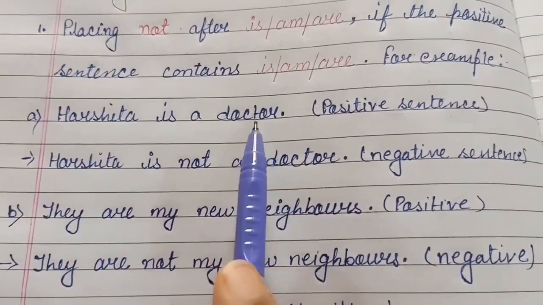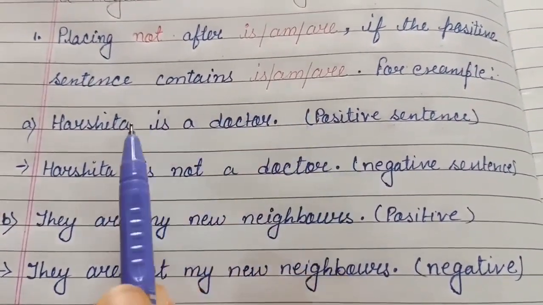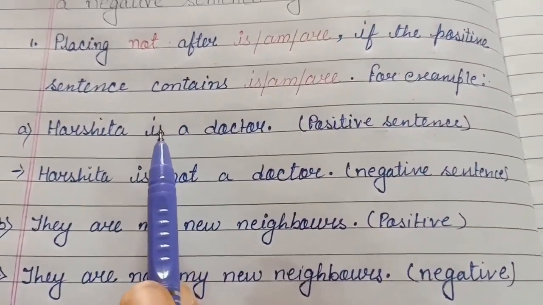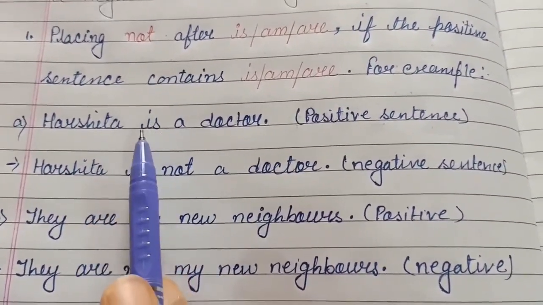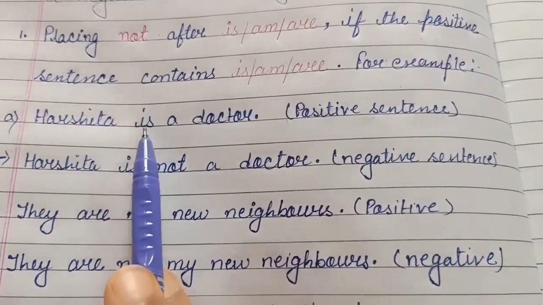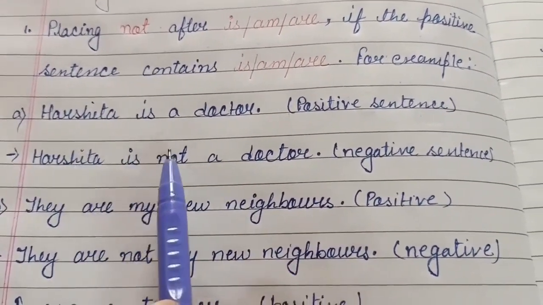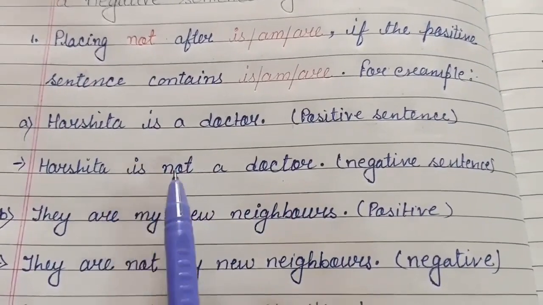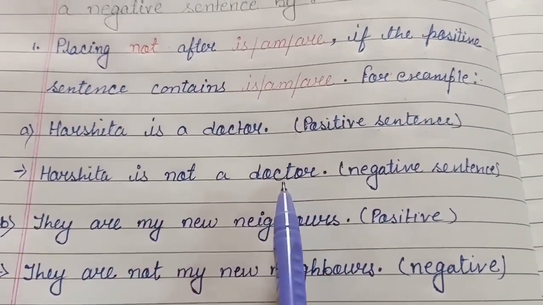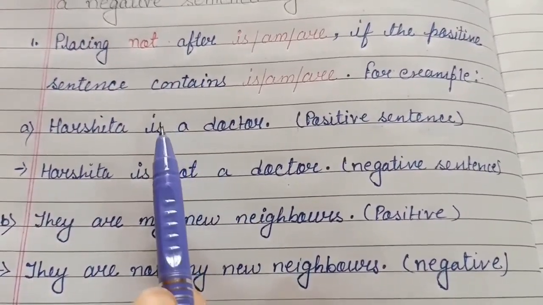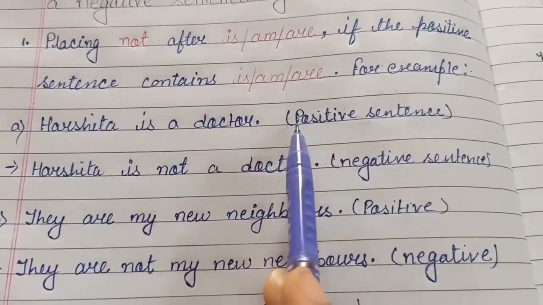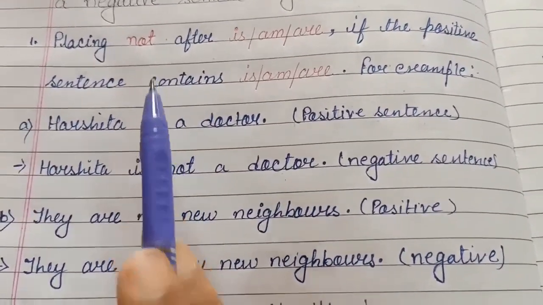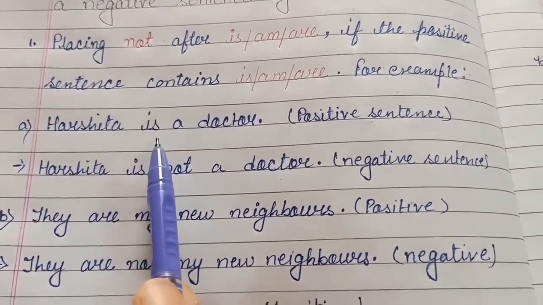Harshita is a doctor. This is a positive sentence. There is no negative word. Okay, so we will place not after this helping verb is. Harshita is not a doctor. Now this sentence is a negative sentence. So you have understood how we have changed a positive sentence into negative by adding not after the helping verb.